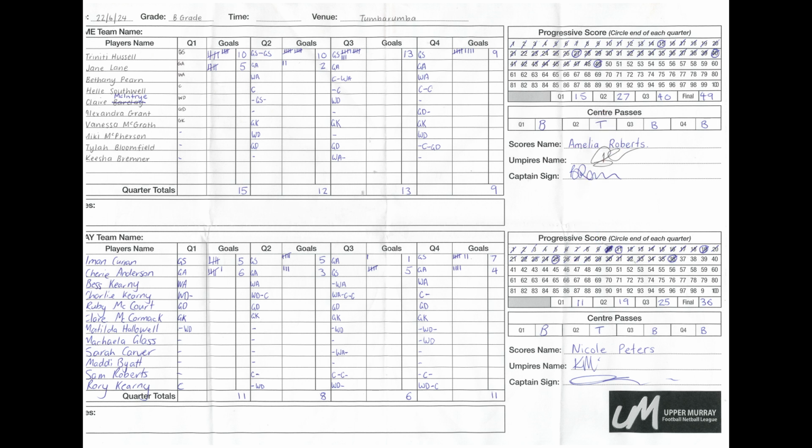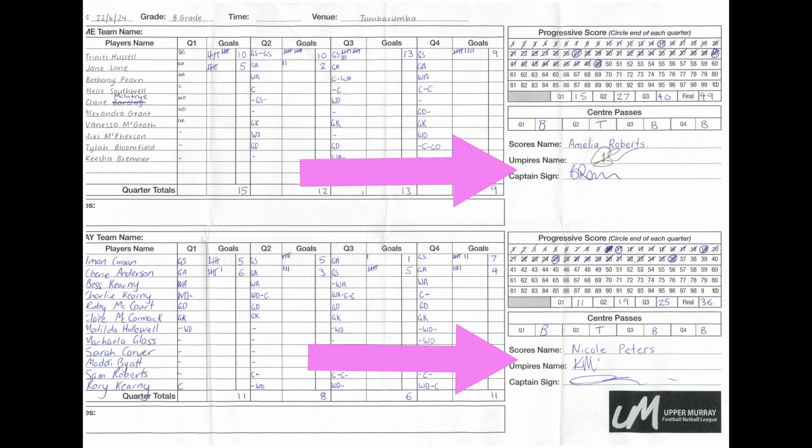The centre passes down the bottom of the progressive score, you can see they have written down who takes the first centre pass of each quarter. This is very important. If the umpires don't tell you, make sure you do catch it at the start of the quarter. And lastly, when it's all finished, make sure everything tallies up, both score sheets matched, and that the umpires and the captains have both signed both score sheets before you walk away from the scoring table.